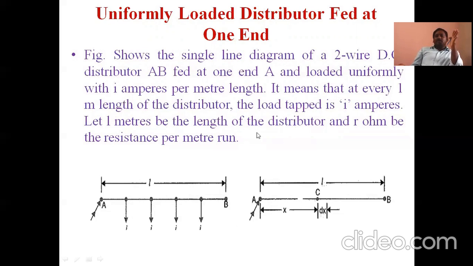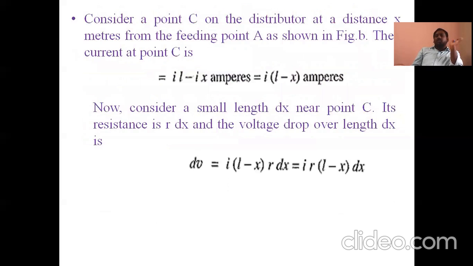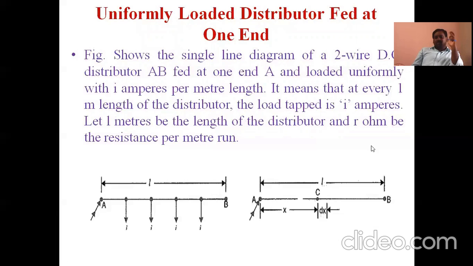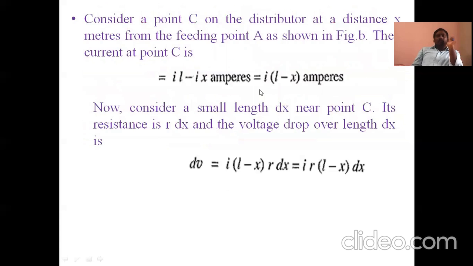Let L meters be the length of the distributor and r ohms be the resistance per meter run, or per meter length. Then we have to calculate the voltage drops. Consider a point C on the distributor at a distance of x meters from A, while the total length is L meters.